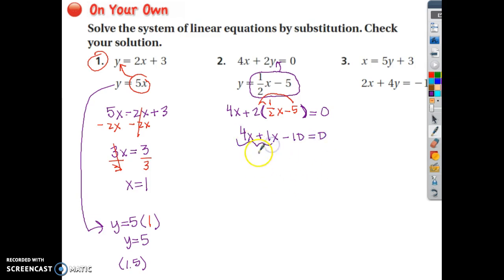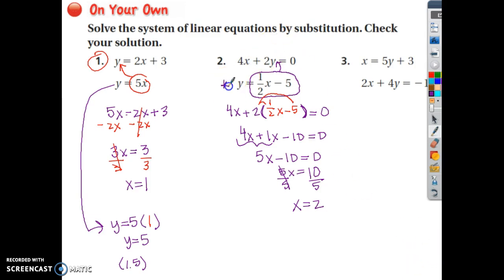Now I simplify, I add and get 5x minus 10 is equal to 0. Add 10 to both sides, so 5x equals 10. And divide by 5 to find that x is equal to 2. So now that we know x equals 2, we're on to step 3 of our 3-step process. I need to go back and determine what my y value is. So we can plug this value into either of the two equations that were given. Whichever is easiest for you is the one you can pick.